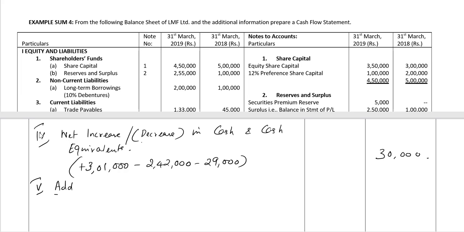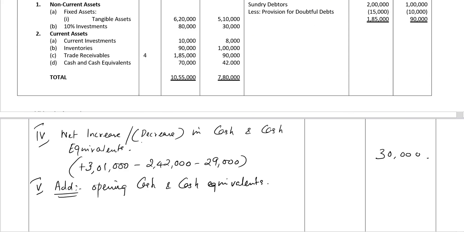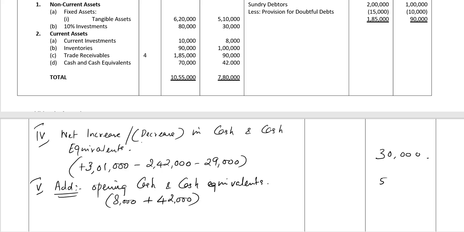Add opening cash and cash equivalents. The amount of opening cash and cash equivalents. In the case of current investments, 8,000 rupees. Plus, in the case of cash and cash equivalents, 42,000 rupees. Comes up to total 50,000 rupees. On adding, we get 80,000 rupees. And this is the closing cash and cash equivalents.